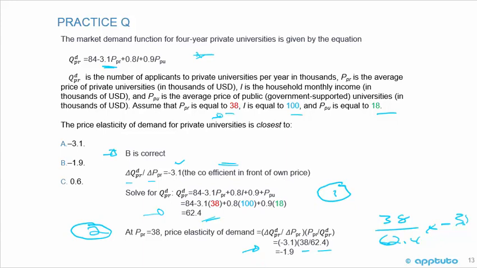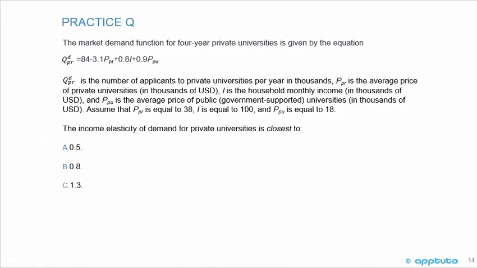So B is correct. Okay, this is the next question, and in this one we're going to look at the income elasticity of demand for private universities. A bit of an exam tip: always look at the question first. When they're giving you a lot of data and the question looks really lengthy, jump down and ask what it's asking. So here I'm going to look very quickly. It says the income elasticity of demand for private universities is closest to A, 0.5, B, 0.8, or C, 1.3.